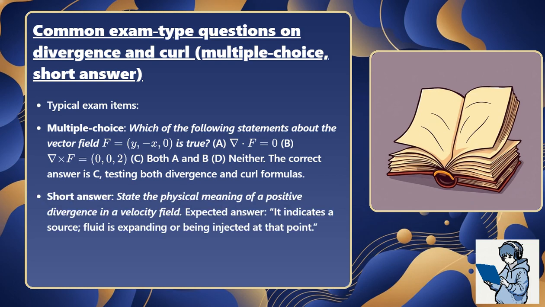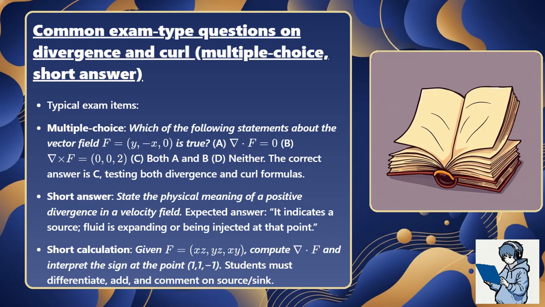Short answer: state the physical meaning of a positive divergence in a velocity field. Expected answer: it indicates a source, fluid is expanding or being injected at that point. Short calculation: given f equals the vector (xz, yz, xy), compute the divergence of f and interpret the sign at the point (1, 1, negative 1). Students must differentiate, add, and comment on source or sink.